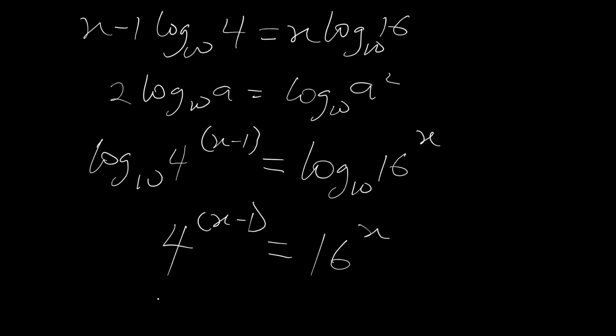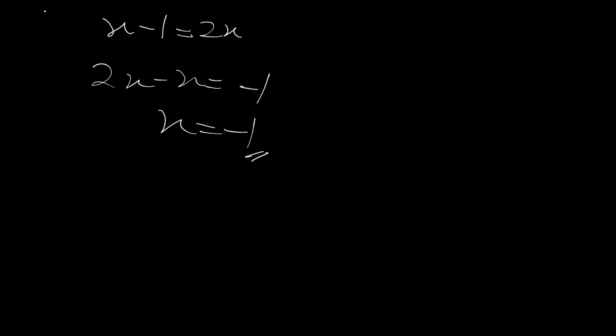Now this can also be written as 4 raised to the power x minus 1 is equal to 4 raised to the power 2x. Now since the bases are the same, we can equate the exponents. So this brings us to x minus 1 is equal to 2x. Now when we make x the subject in this equation, we'll have 2x minus x is equal to minus 1, and x is equal to minus 1. So this brings us to the end of question 10a.